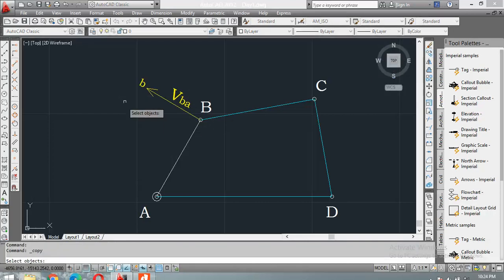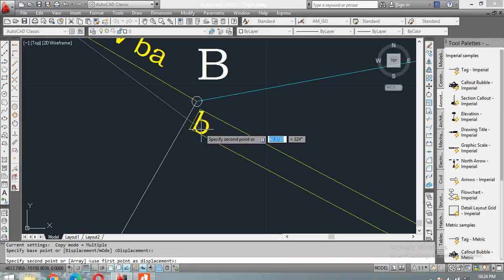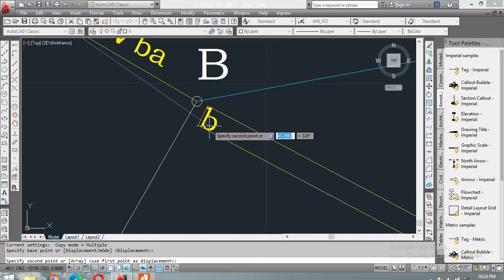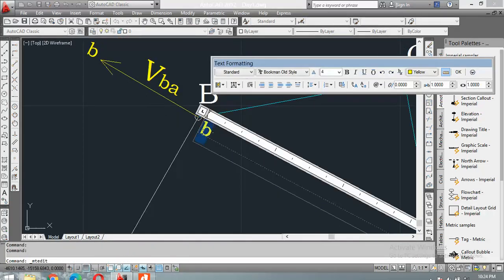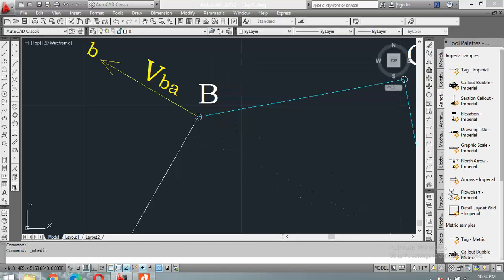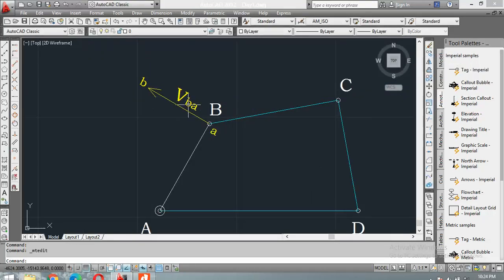So the A point should be the reference point. The reference point must be marked on the tail of the vector. So here I am marking A point on the tail. In VBA, the first letter is B, which we will write on the head side. The second letter is A, which we will mark on the tail side. So the direction is completed.